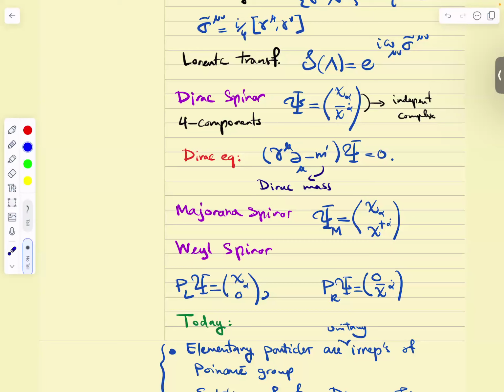So what is the antiparticle of a scalar field? Itself, right? So Majorana is about spinors. Okay.